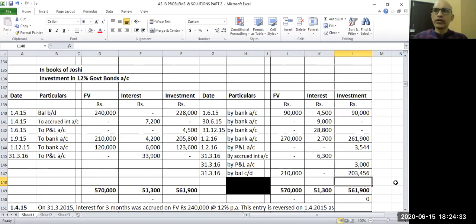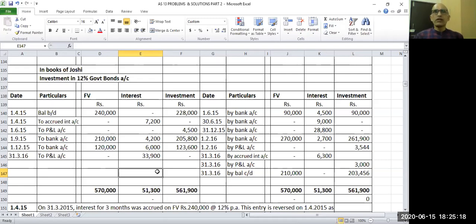If you actually calculate the cost of investment on this day as a balancing figure, it comes to 2,06,456, the balancing figure in the account. But since the market value is 2,03,456, you have to factor in the loss of 3,000. That loss will have to be transferred to profit and loss account by passing the entry profit and loss account debit to investment account 3,000 rupees. And then we will carry forward the investment at its market value, which is now 2,03,456.